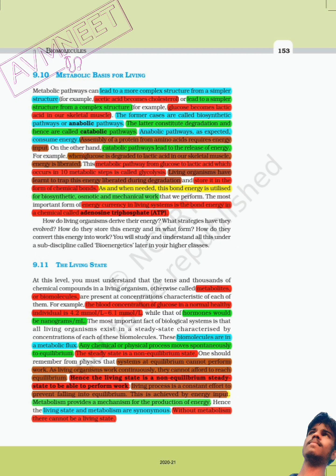One should remember from physics that systems at equilibrium cannot perform work. As living organisms work continuously, they cannot afford to reach equilibrium. Hence, the living state is a non-equilibrium steady state to be able to perform work. Living process is a constant effort to prevent falling into equilibrium. This is achieved by energy input. Metabolism provides a mechanism for the production of energy, hence the living state and metabolism are synonyms. Without metabolism, there cannot be a living state.